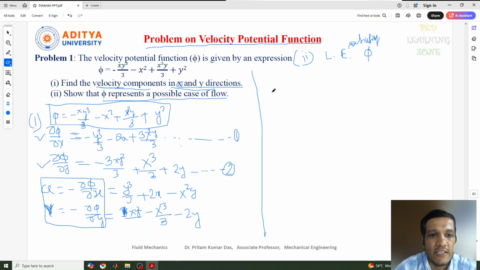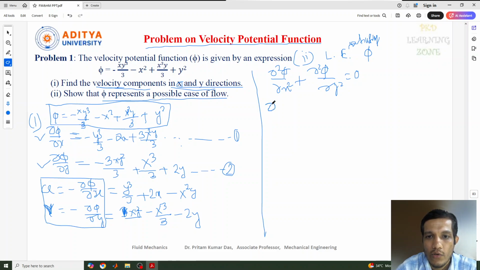Now for satisfying this, we know the Laplace equation we can write: del square phi by del x square plus del square phi by del y square equal to 0. This is only two directions because x and y are given, so we need not consider z. Del square phi by del z square is not needed, only the two dimensions. In the first and second equations, del phi by del x and del phi by del y are already given. So here we need to find this.